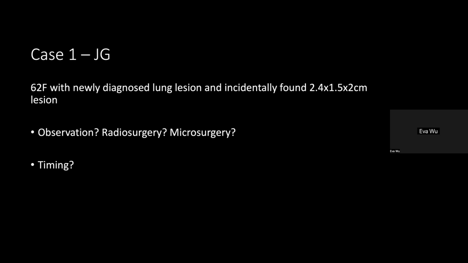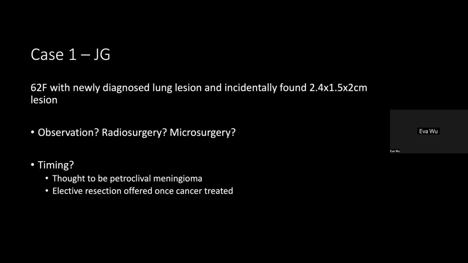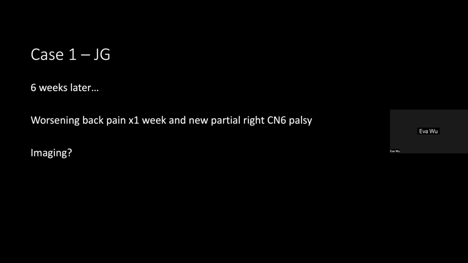Okay, yeah. So with this patient, because we had thought that it was probably petroclival meningioma, given what Turkey had said before, and there was a little bit of edema in the brainstem, in the pons area, we offered elective resection once the rest of her cancer was treated. And so then we sent her home. Then 6 weeks later, she developed worsening back pain over the past week, and then a new partial right cranial nerve 6 palsy. So what would you do now?